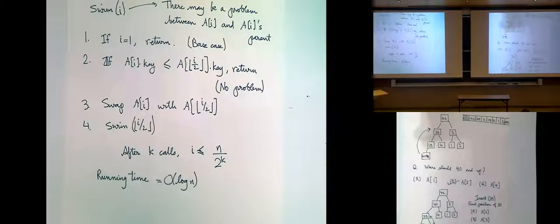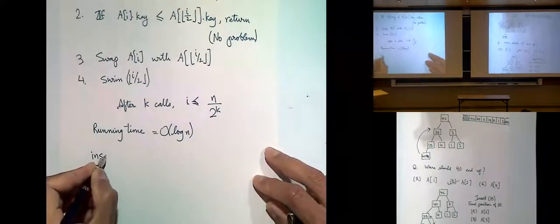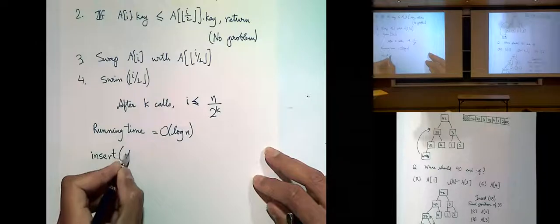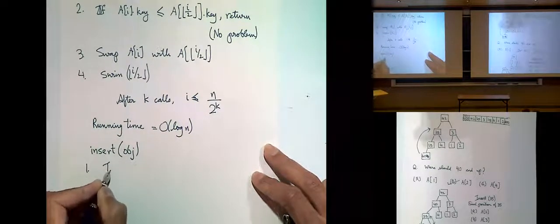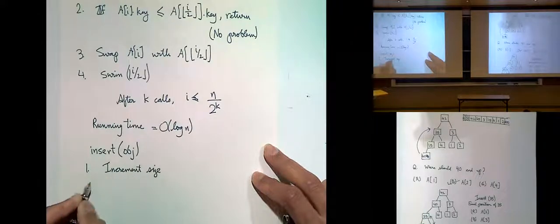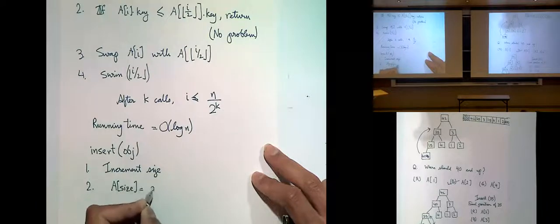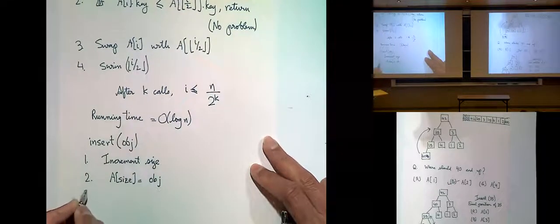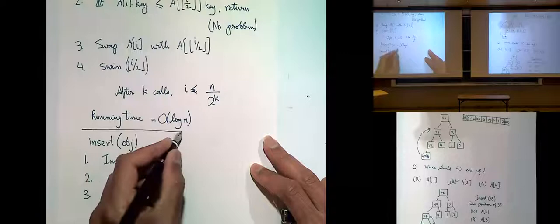All right, so this is the swim operation to insert. Let's say you want to insert some object. Then first what we'll do is we'll increment size. We'll set A of size equal to this object. And then we call the swim operation on the size. Right? So that gives you your insert.